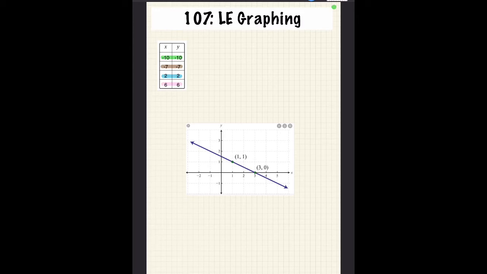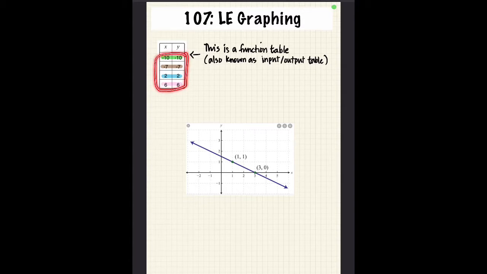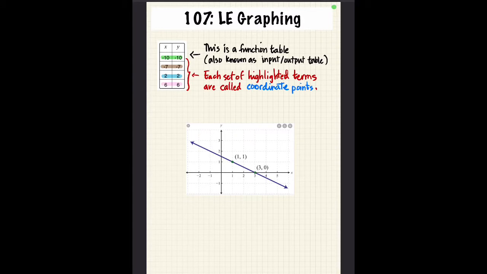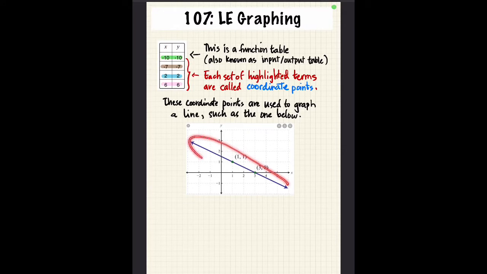Hello, this is a short tutorial on 107 linear equations graphing. What you see over here is another example of an input-output table. It's a function table, and you knew it before as an input-output table. These things over here that are highlighted are called coordinate points. So what are the coordinate points? These points are going to be used to graph a line, such as this one below.